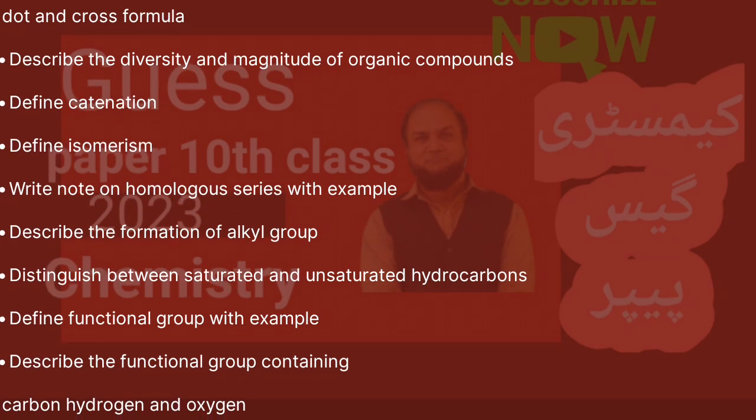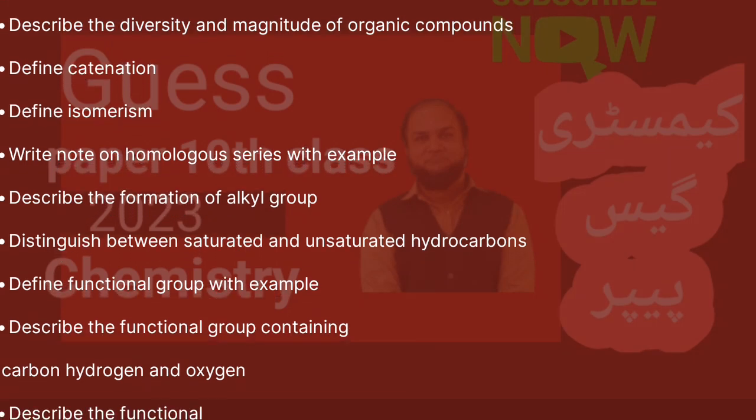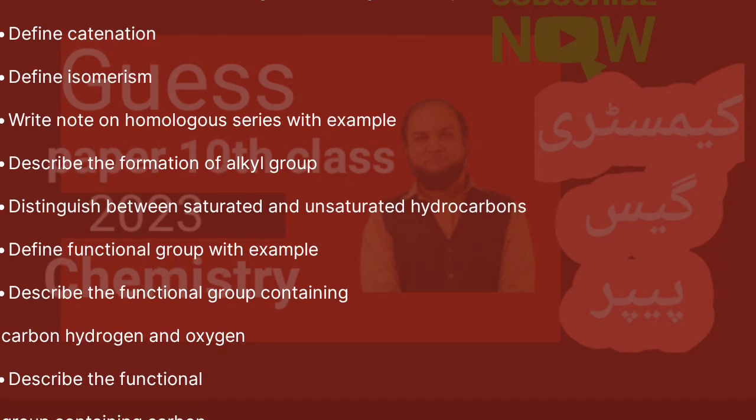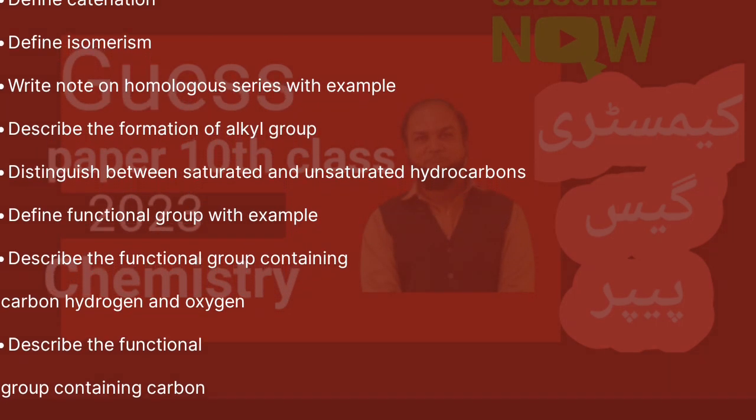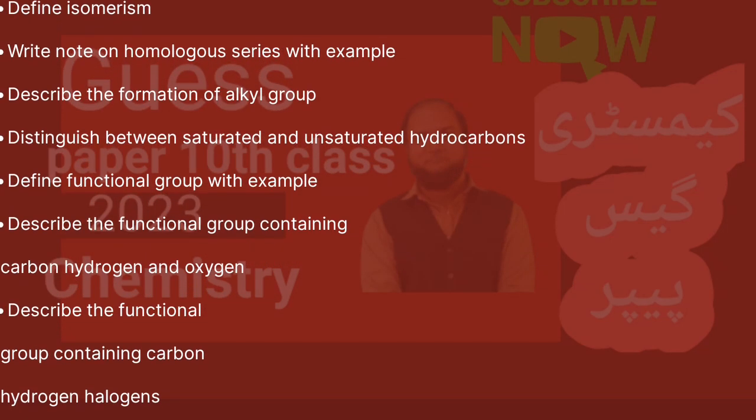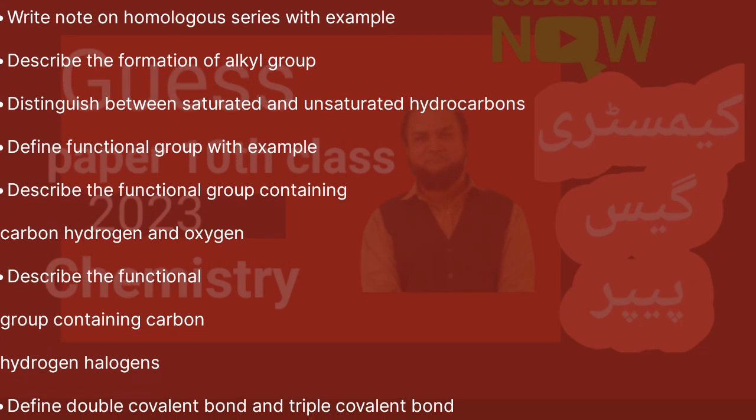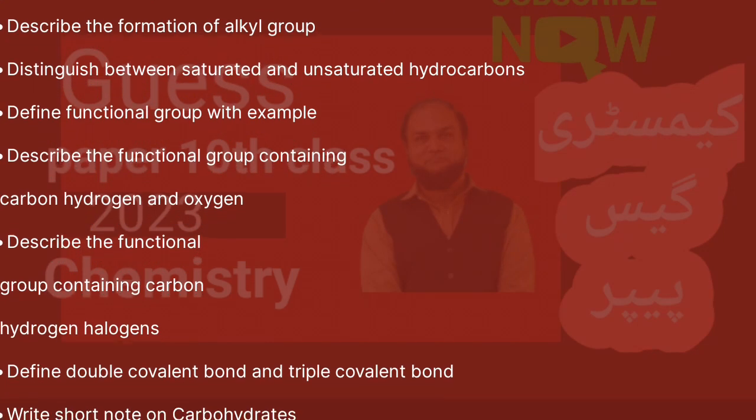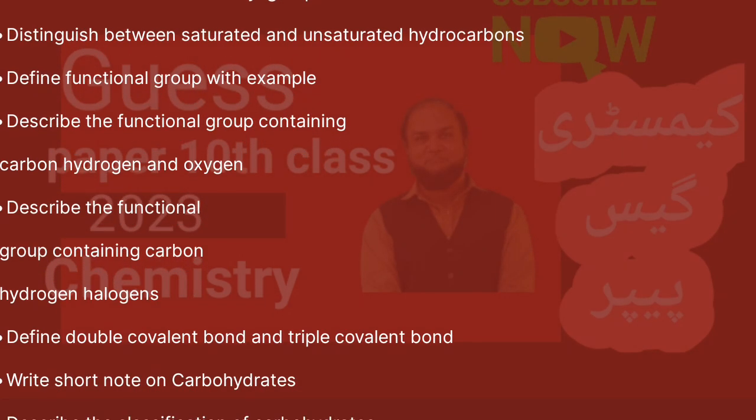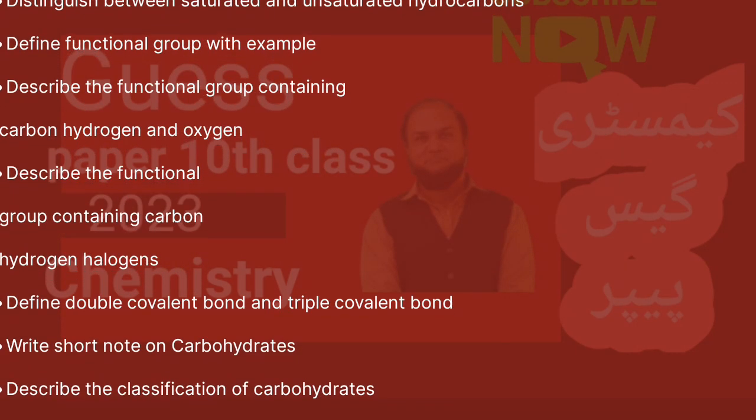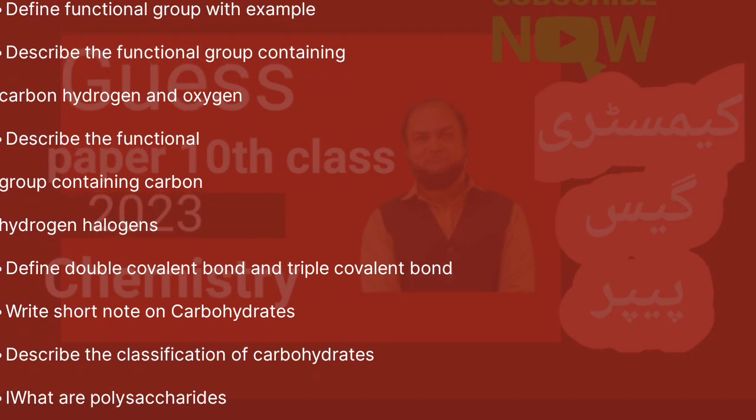Describe the formation of alkyl group. Distinguish between saturated and unsaturated hydrocarbons. Define functional group with examples. Describe the functional groups containing carbon, hydrogen and oxygen. Describe the functional groups containing carbon, hydrogen and halogens.